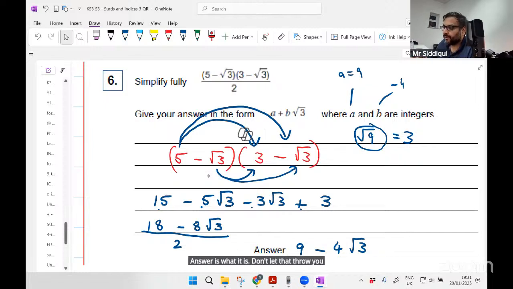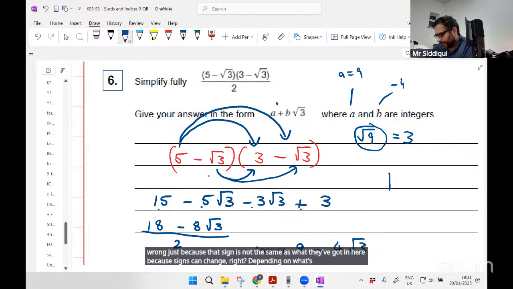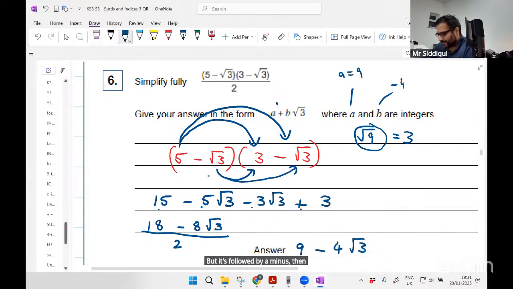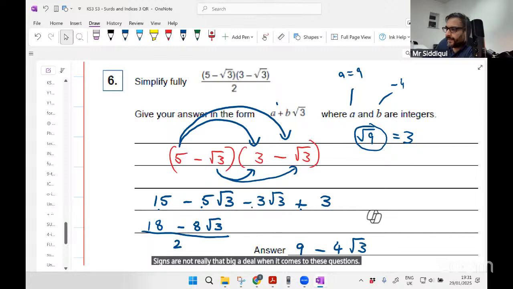Don't think that you've done it wrong just because that sign is not the same as what they've got in here. Because signs can change, right? Depending on what's after them. If I've got a plus, but it's followed by a minus, then it's become a minus. If I've got a minus and it's followed by another minus, then it becomes a plus. So signs are not really that big a deal when it comes to these questions.